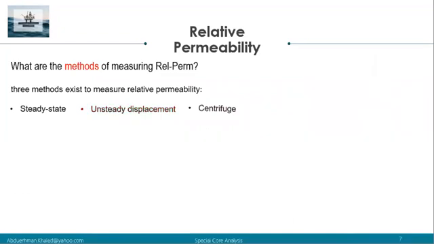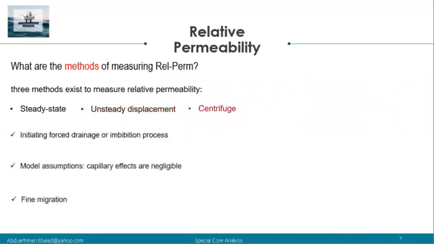So moving now to the third method to measure the relative permeability, which is the centrifuge. Here we have the centrifuge relative permeability test. Essentially, the method is based on the concept of rotating a core at various angular velocities to initiate the forced drainage or imbibition process. For every rotational speed, the fluid production is collected in the pipette and measured at equilibrium. And the average saturation is derived from the effluent production volume.